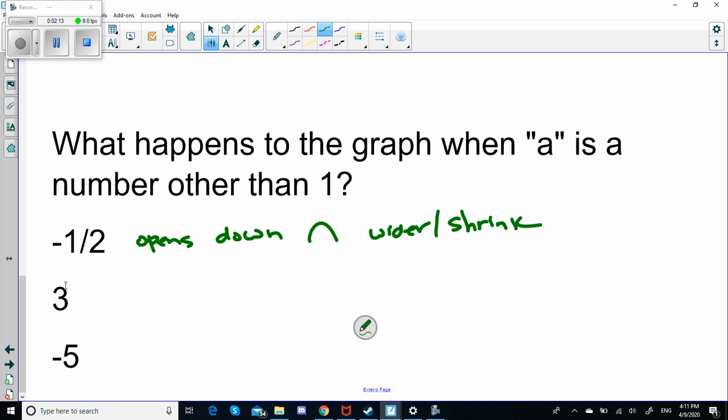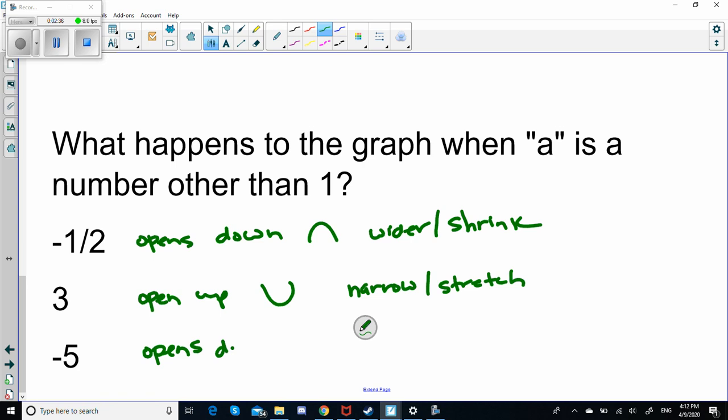Right, so since this is a positive 3 for A, it's going to open up like a smile. Okay, and positive 3 is bigger than 1, so this is more narrow, or it is a stretch. And then negative 5, this negative right here, makes it open down like a frown. And negative 5 is also more narrow, so it is also a stretch of the parent function.